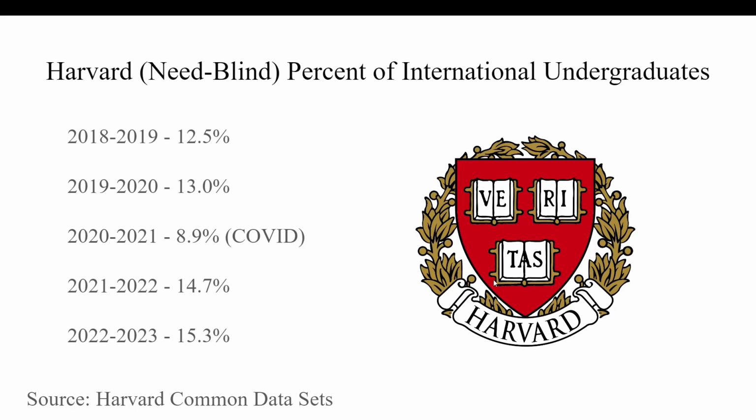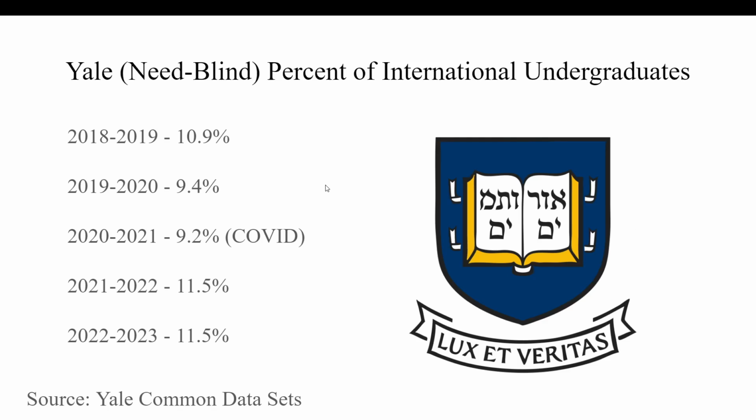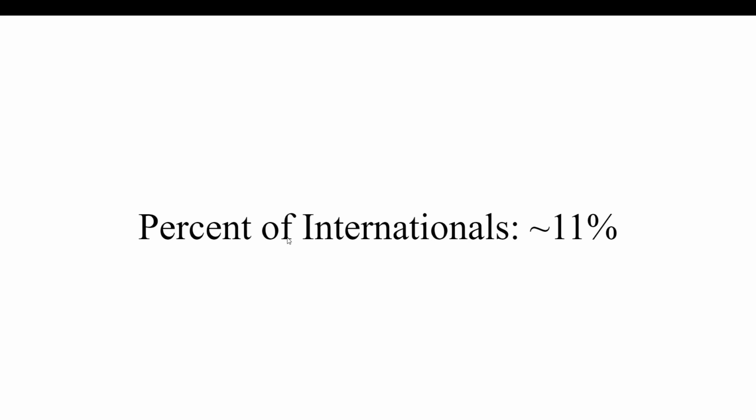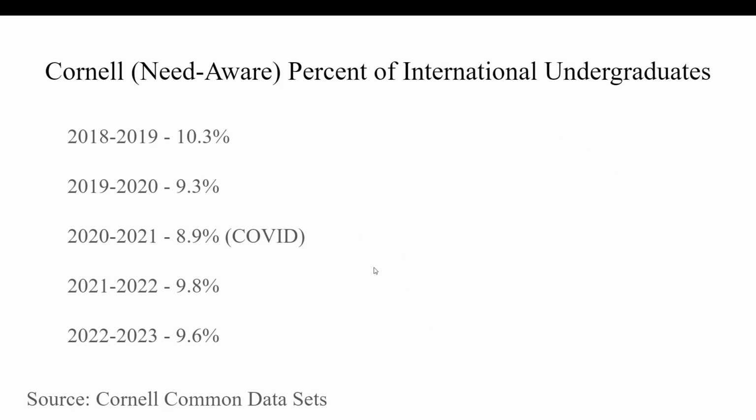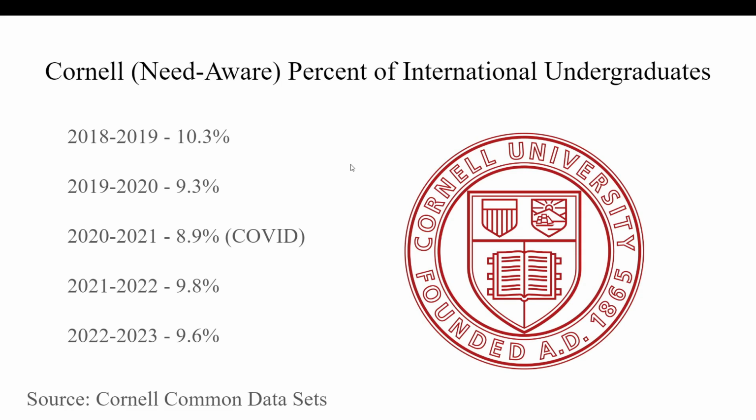You can see Yale and Harvard have a very different proportion of international undergraduates. Harvard is rising while Yale has had a constant around 11% of students being international students. We'll take a look at that in a second, but to drive this even further, we're going to look at Cornell, which we know is a need-aware school. And you can see it's very similar to Yale. It has around 10% international students, obviously with the drop in COVID, but same thing, around 10% of Cornell students are internationals. So what is the point I'm trying to make here, right?